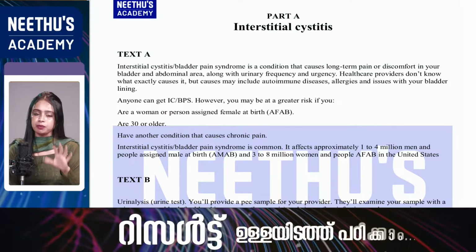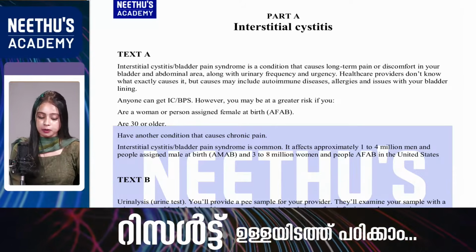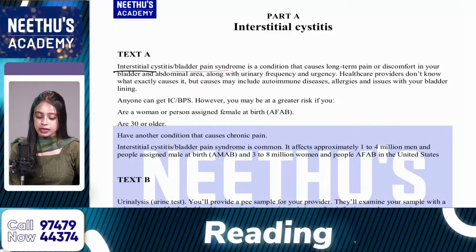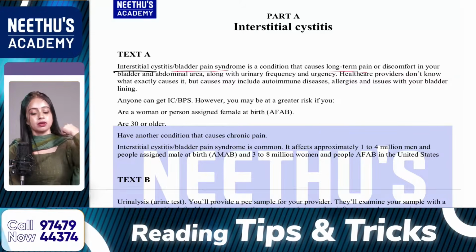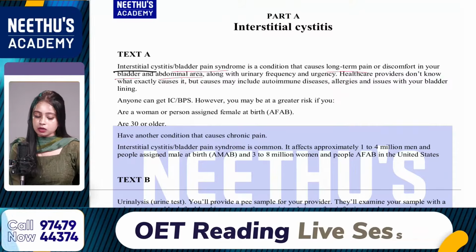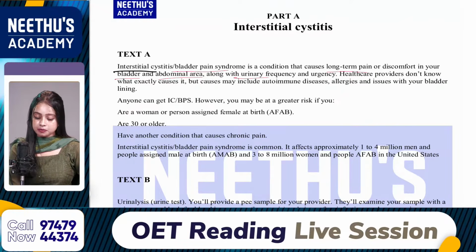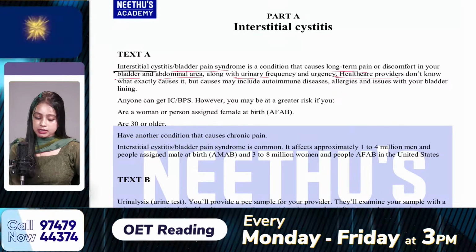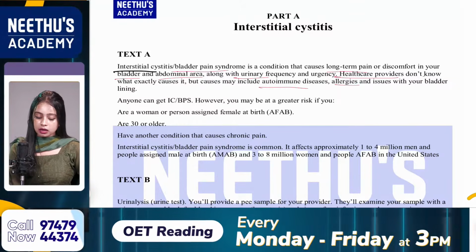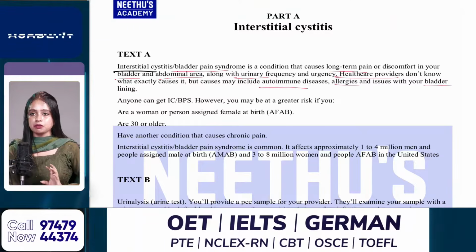So my keywords from the first paragraph are: the condition. Then long term, which indicates time. Then I'm marking abdominal area, or bladder. Then urinary. Then healthcare providers. Then autoimmune, allergies, and again bladder. So these are my keywords from the first paragraph.